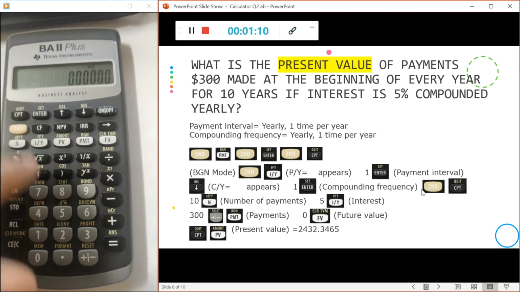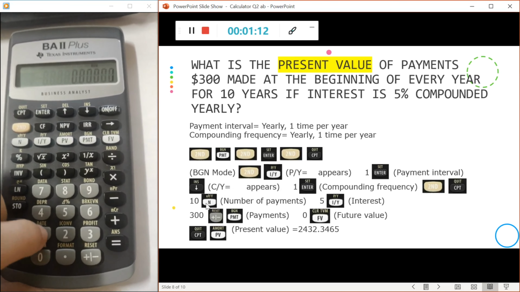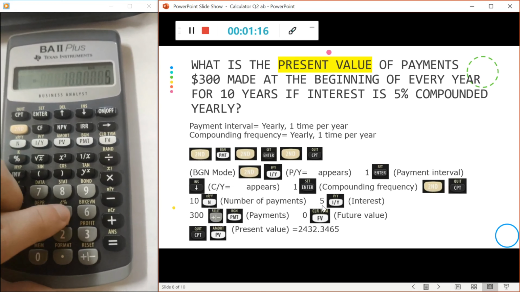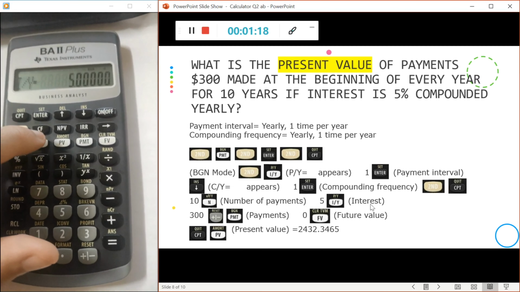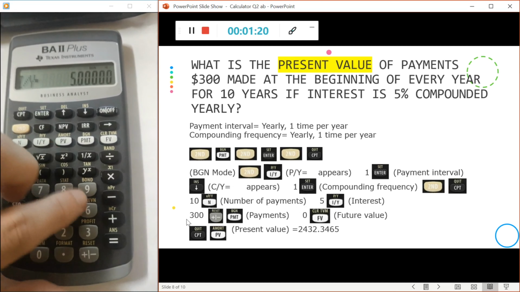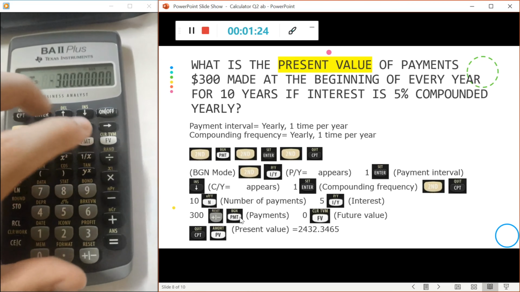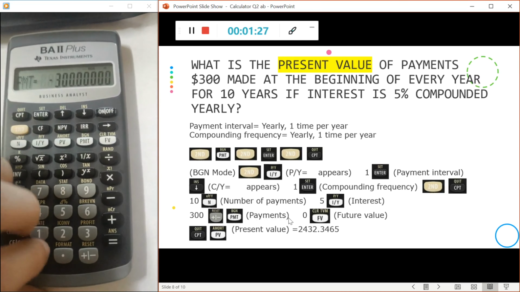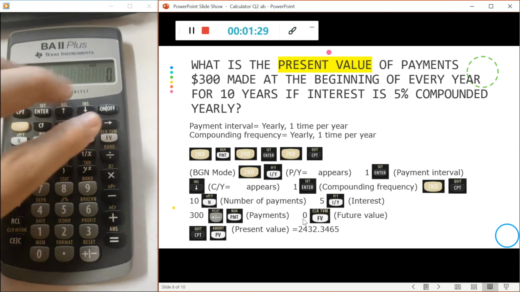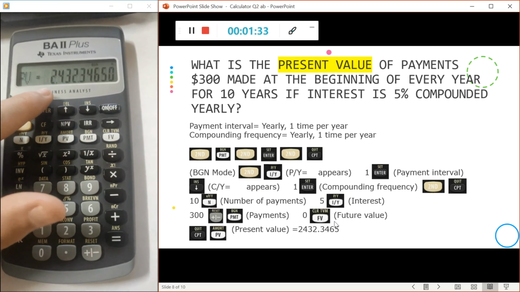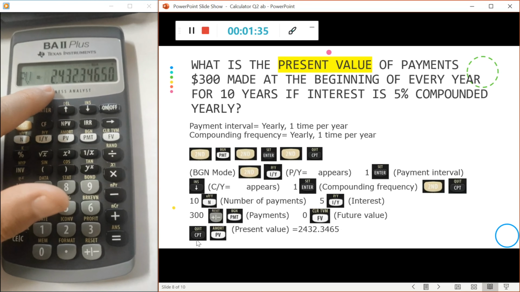Okay, second quit. Okay, 10 N to key in the number of payments, 5 I/Y to key in the interest, negative 300 to key in the payment. Okay, since the future value is not given, we assume that it is 0. Okay, CPT PV. Okay, we get the present value.